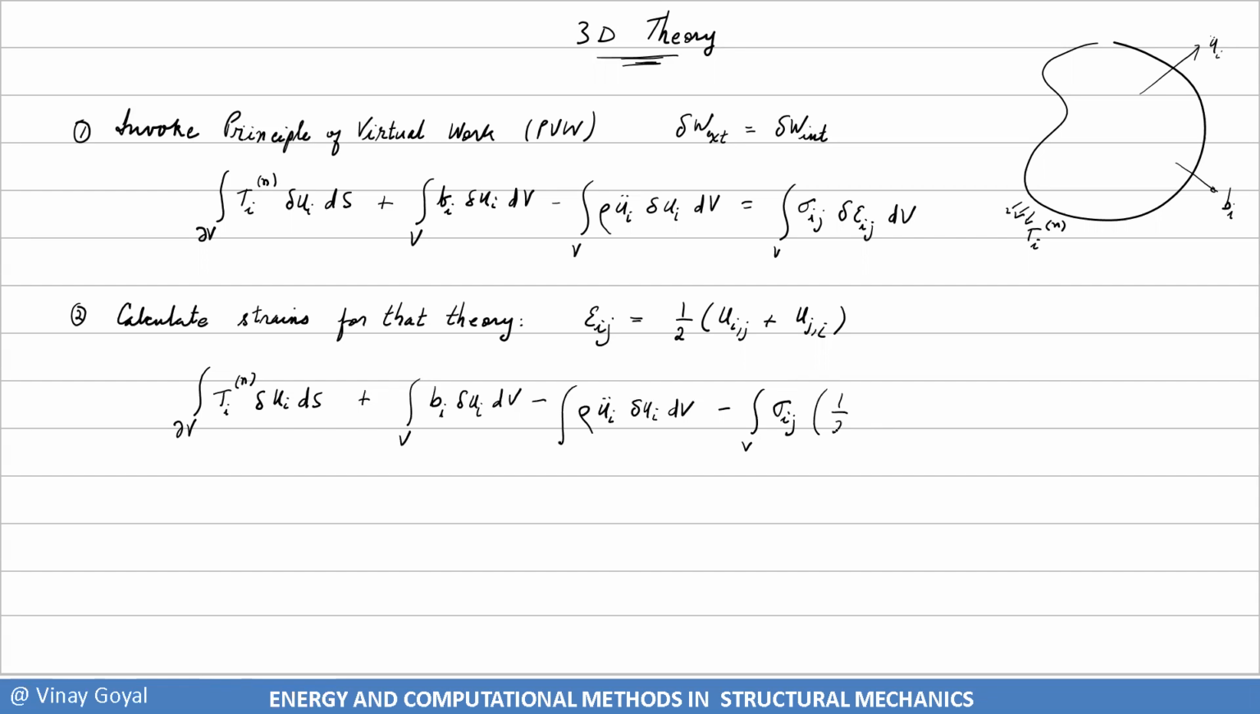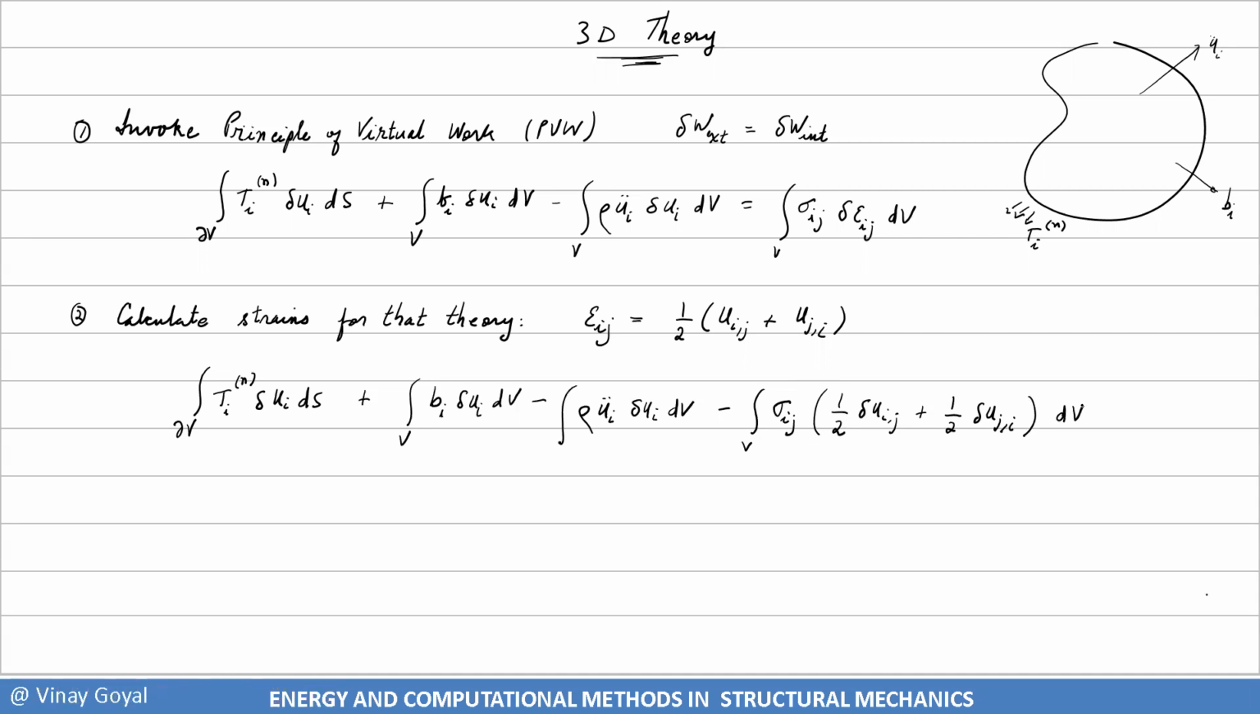So 1/2 del ui comma j plus 1/2 u del u, dv. So that's what I get.